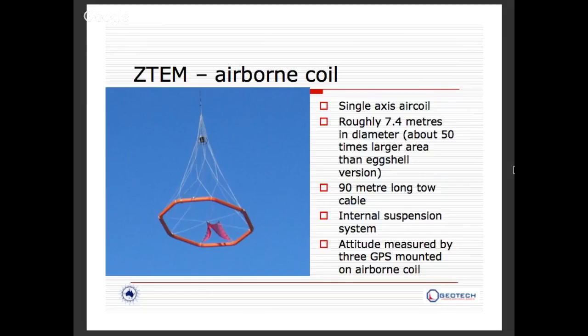It's towed by a 90 meter tow cable. It's very long, so we need experienced pilots to fly it, but it's possible for the pilots to control it. It's that long because we need to keep the helicopter as far as possible from the loop to reduce the noise. So in general, the cable is 90 meters long, and the loop is flying most of the time between 50 to 80 meters above the ground.